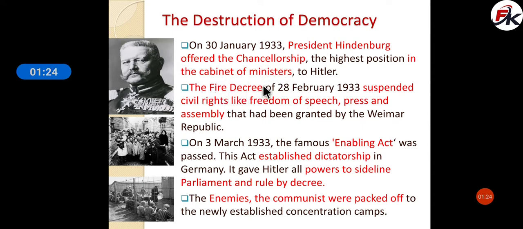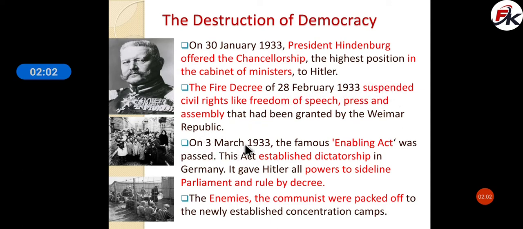The Fire Decree of 28th February 1933 was an act. According to it, civil rights like freedom of speech, press and assembly that had been granted by the Weimar Republic were suspended. The democratic government had given rights to the people, the civil rights, freedom of speech and expression, press and assembly together, and criticizing the government, which was suspended, abolished.